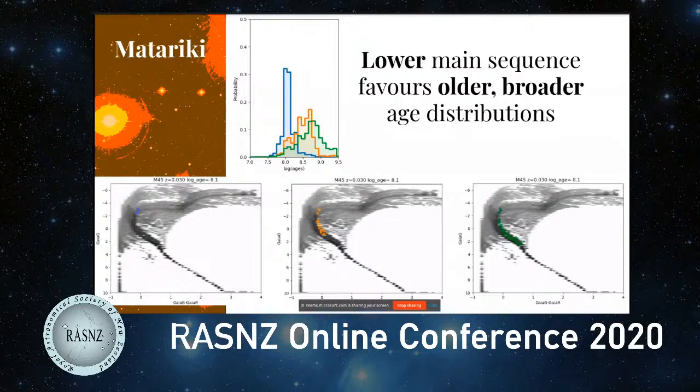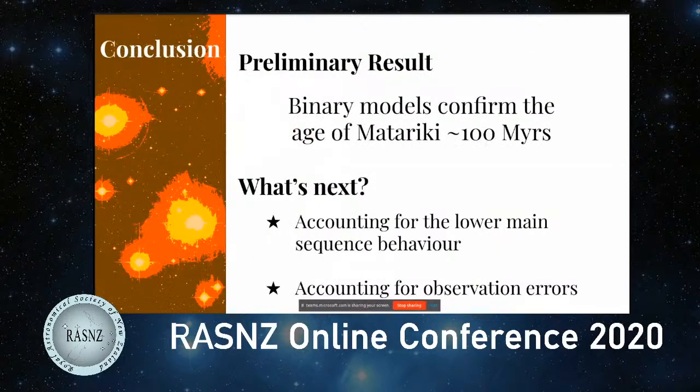So that's nearly it for me. So the long story short, as far as how old Matariki is, it is indeed about 100 million years. It fits the binary models and the single star models both agree. It's not necessarily a surprise. Isochrones aren't always wrong, bless them.